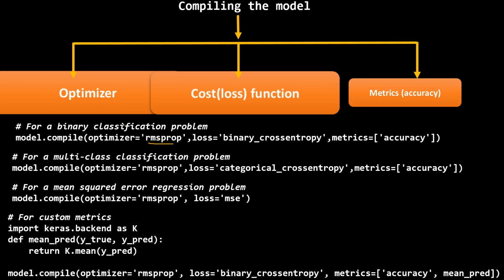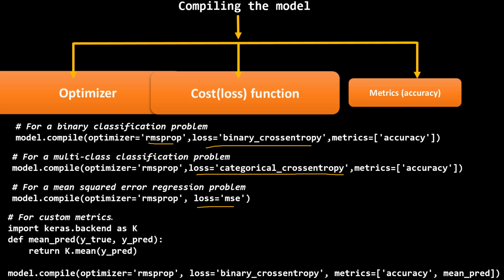What loss function will be used to measure how well the neural network is performing. So for a binary classification problem, loss can be binary cross entropy, and then the metric is accuracy, just to monitor the network, how well it's performing, how its accuracy is improving. If it is a multi-class problem, then your loss can be categorical cross entropy, and if you are working on a regression problem, then loss can be mean square error.